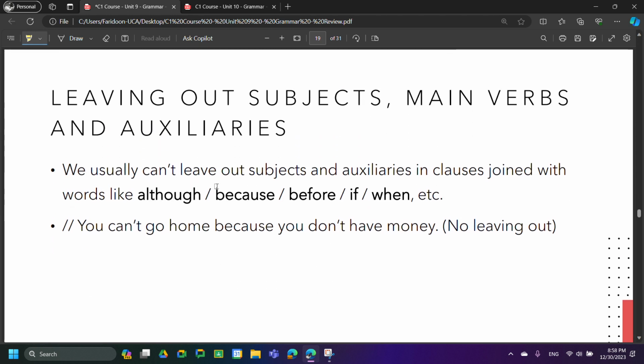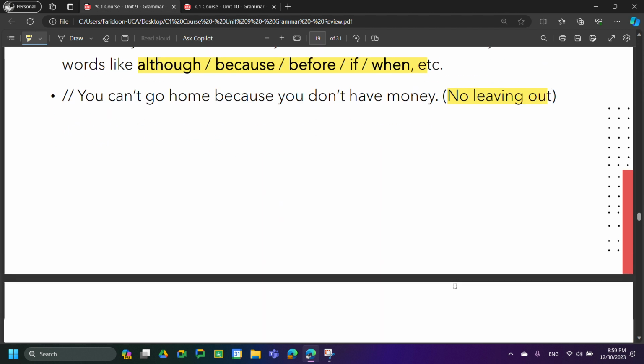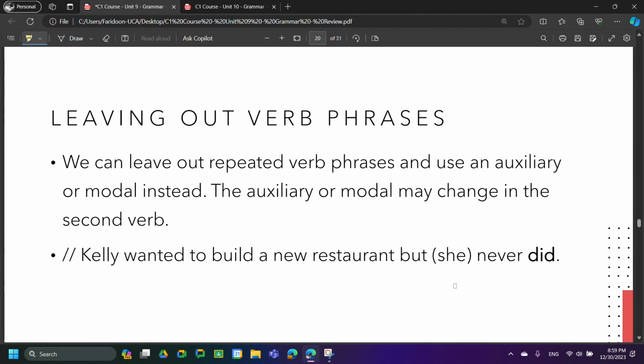Okay, we usually can't leave out subjects and auxiliaries in clauses joined with things like although, because, before, if, and when. Okay, so these ones are not possible. Example, you can't go home because you don't have money. You cannot really say you can't go home because not have money. That doesn't work. Okay, so it doesn't work. Like we don't have any leaving out here. Any leaving out.